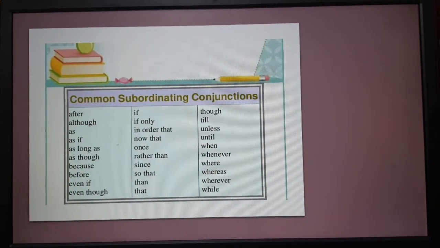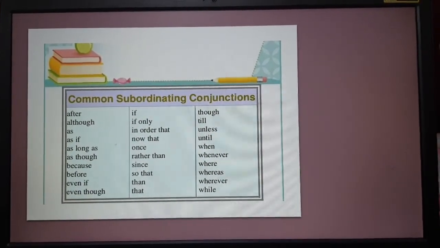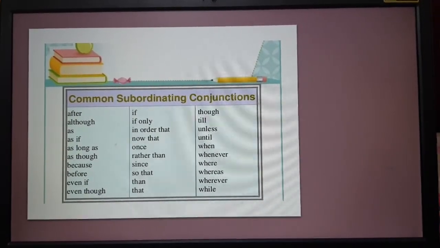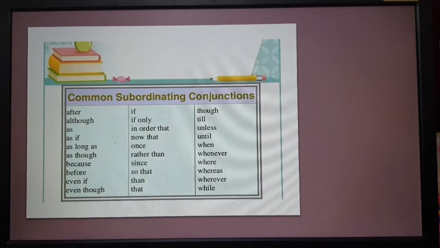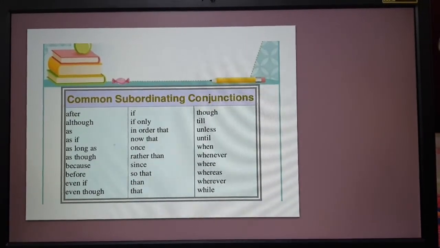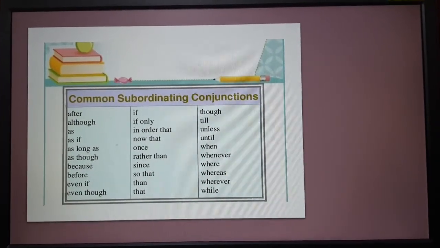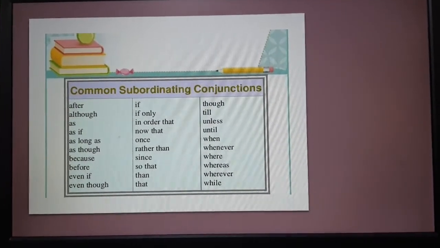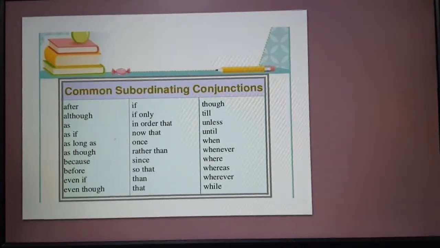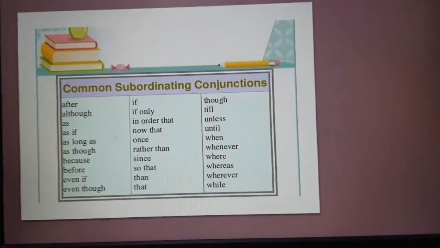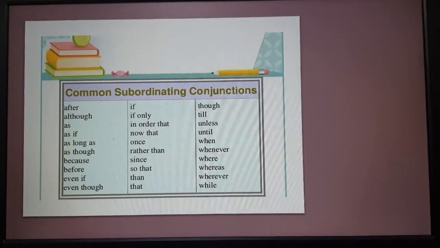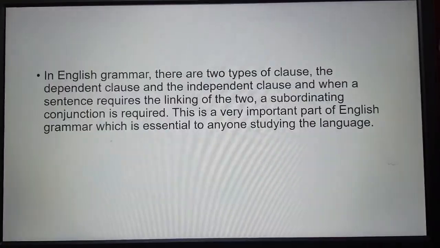Now, there are a few common subordinating conjunctions: after, although, as if, as long as, though, because, before, even if, even though, if only, in order that, now that, once, rather than, since, so that, than, that, though, till, unless, until, when, whenever, where, whereas, wherever, while. So you can see that there's a long list.